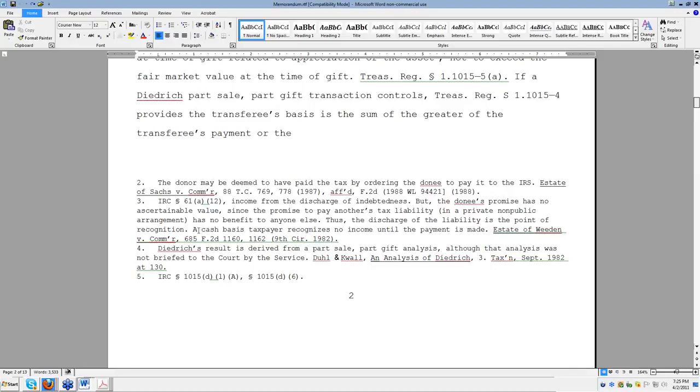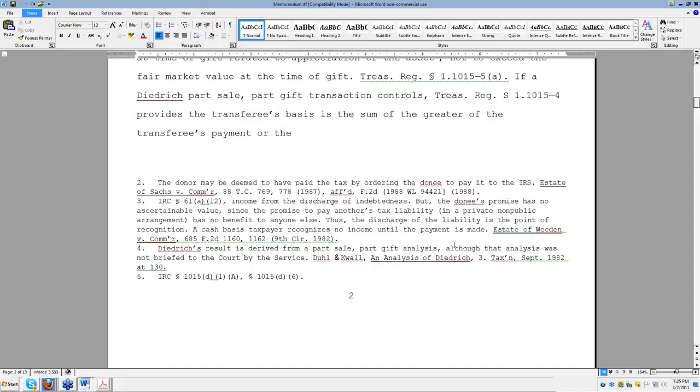It says a cash basis. Can you read the rest of this? A cash basis taxpayer recognizes no income until the payment is made. Estate versus Commissioner, 685 F.2d 1160, 1162, 9th Circuit, 1982. This is a California decision.